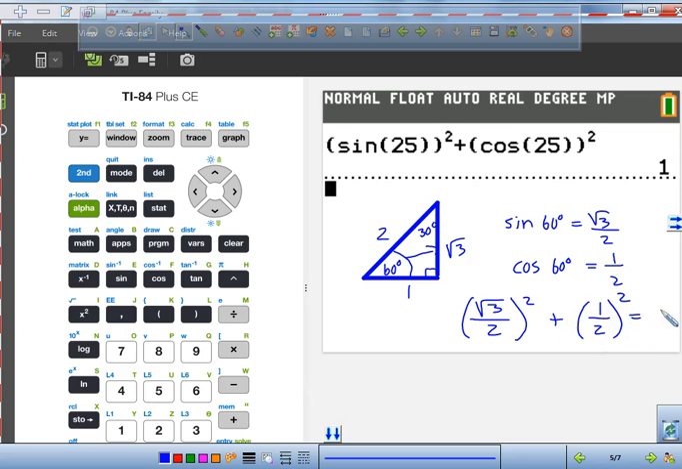What is that going to equal? If I do it in the calculator, it should equal 1. Why does it equal 1? What is radical 3 times radical 3? 3. What is 2 times 2? 4. What is 3/4 plus 1/4? 4 over 4, which is 1. So this is a Pythagorean identity.